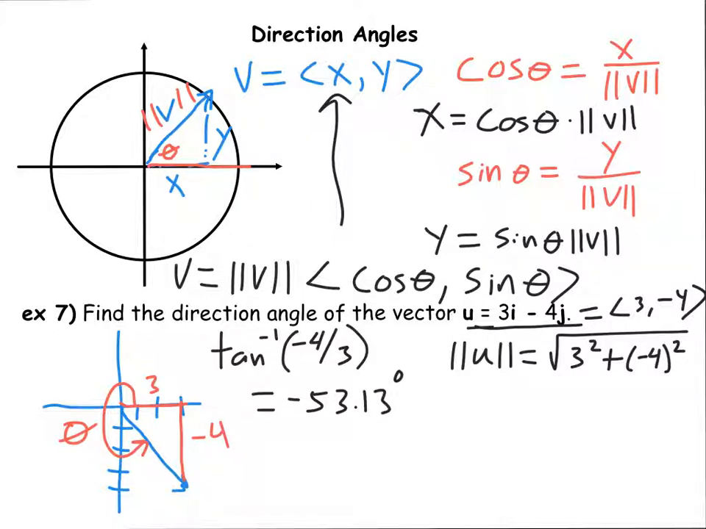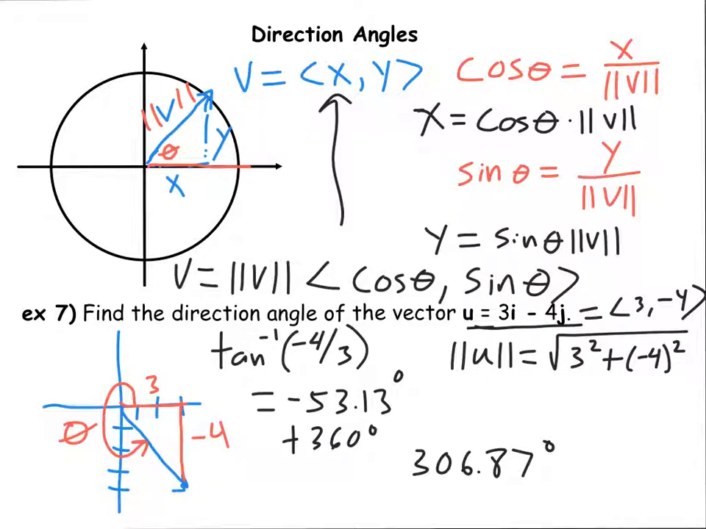Negative 53.13 degrees. Okay? I'm going to add 360 to that because that's inverse tangent in quadrant 4, right? It's going to give me that negative answer. If you did it on a calculator, that's what it's going to tell you. But then if I just add 360, which you're always free to do, I would get 306.87 approximately.